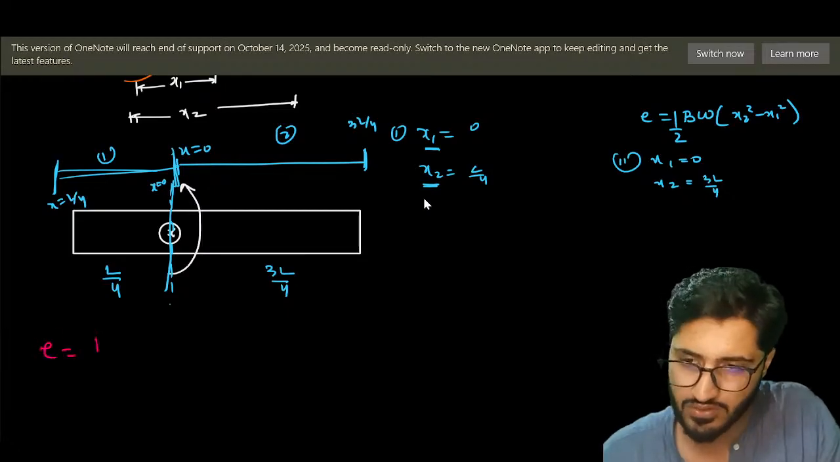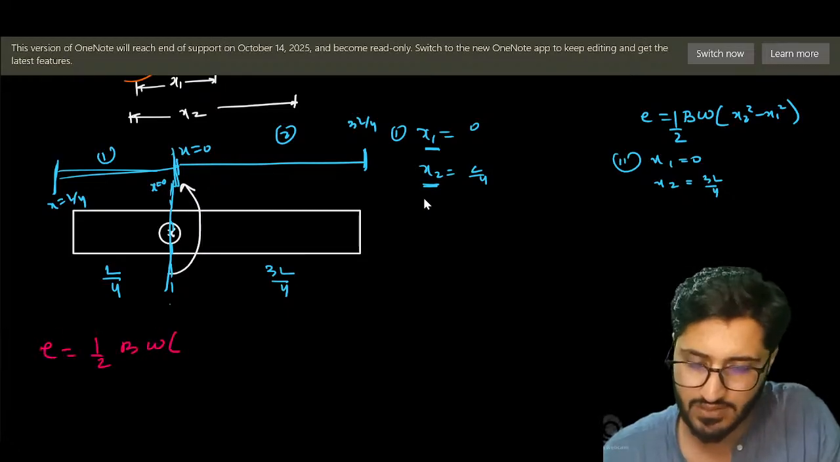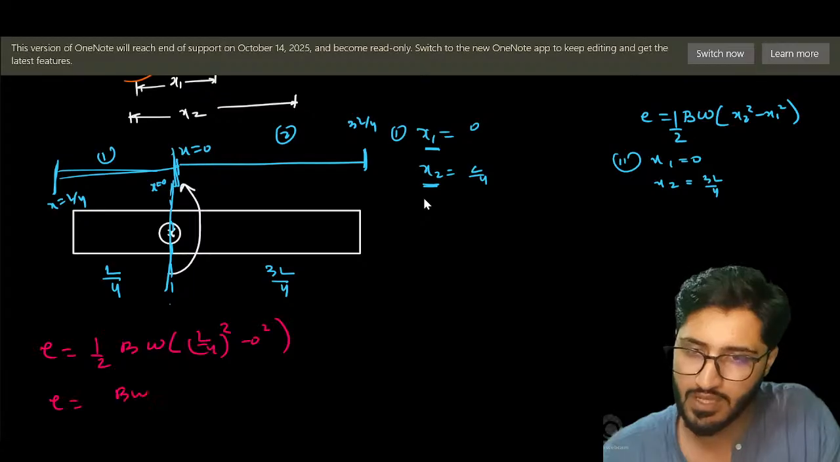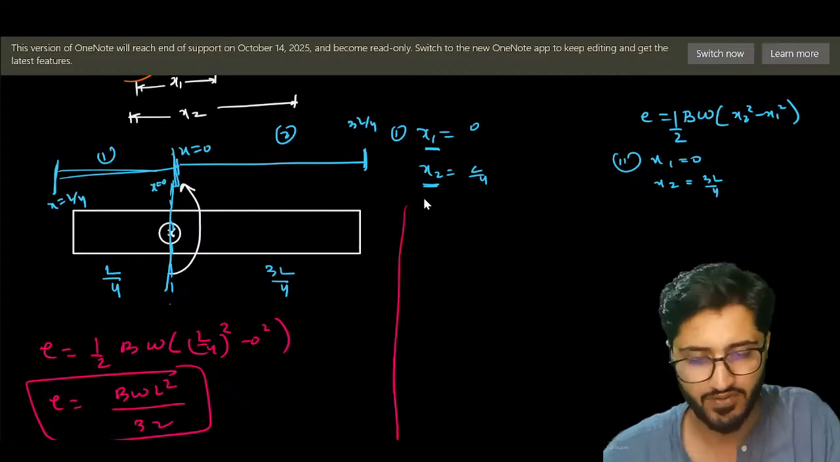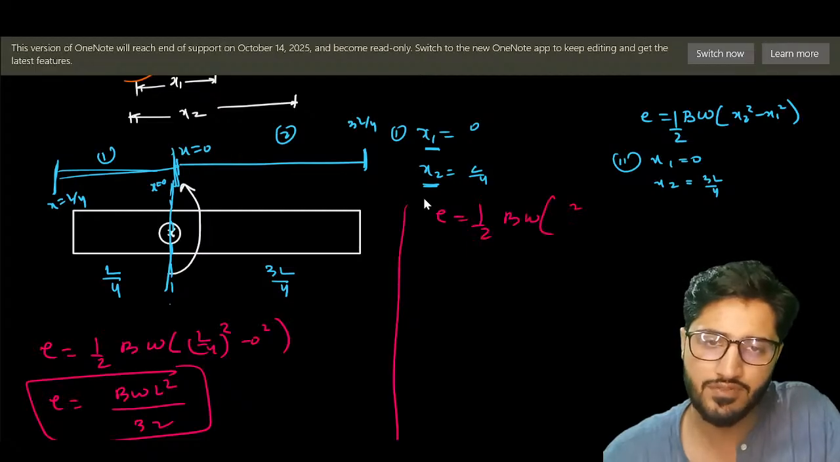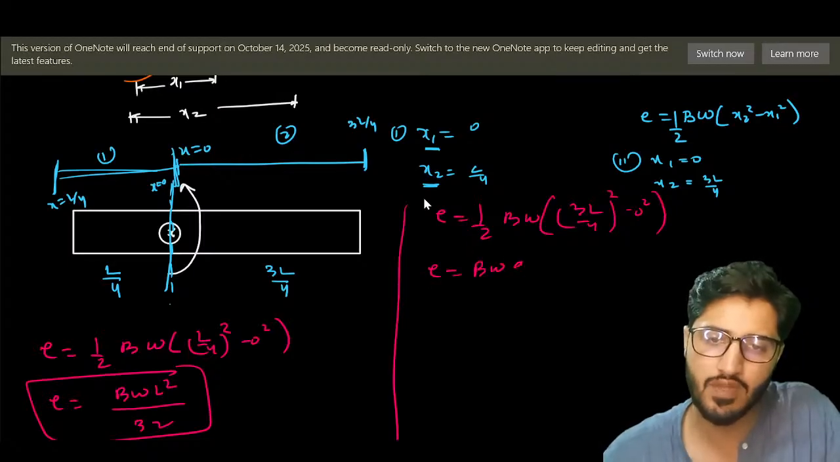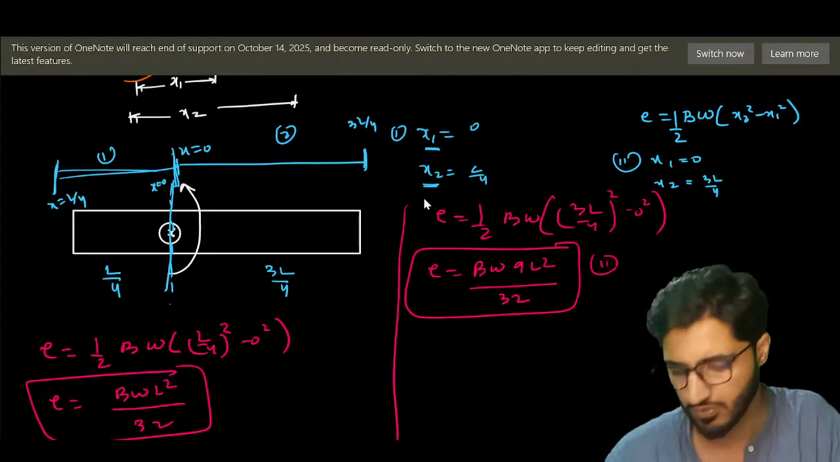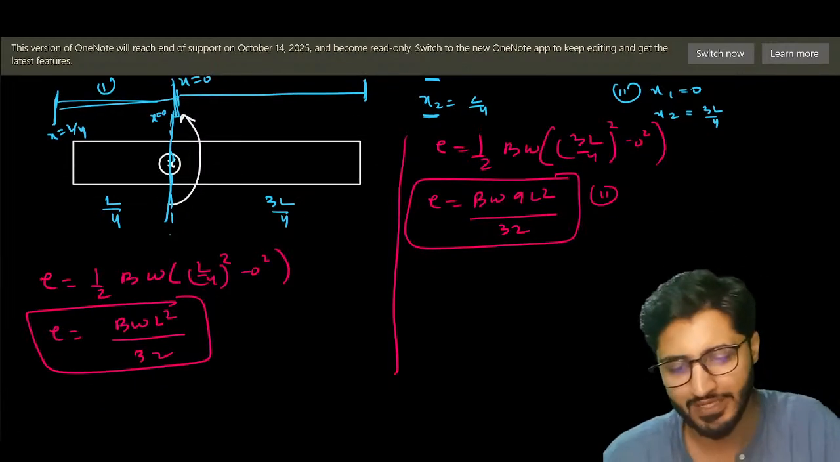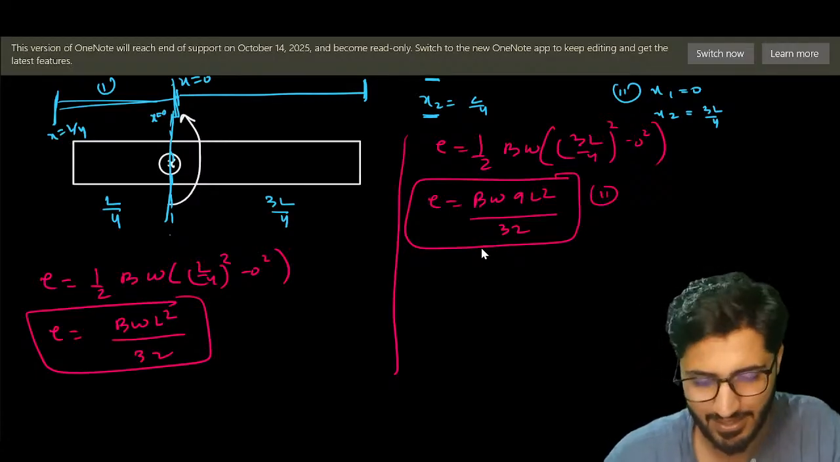E equals 1 by 2 B omega x2 square, where x2 is L by 4, minus 0 square. So it is B omega L square by 32. This is my answer. Second part now: E equals 1 by 2 B omega, times 3L by 4 whole square minus 0 square. E equals 9 B omega L square by 32. So we have two EMFs here. Done now?